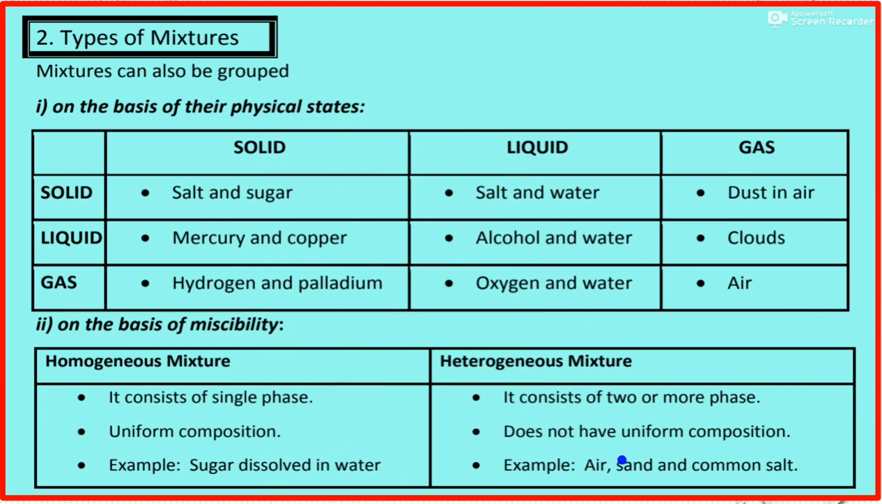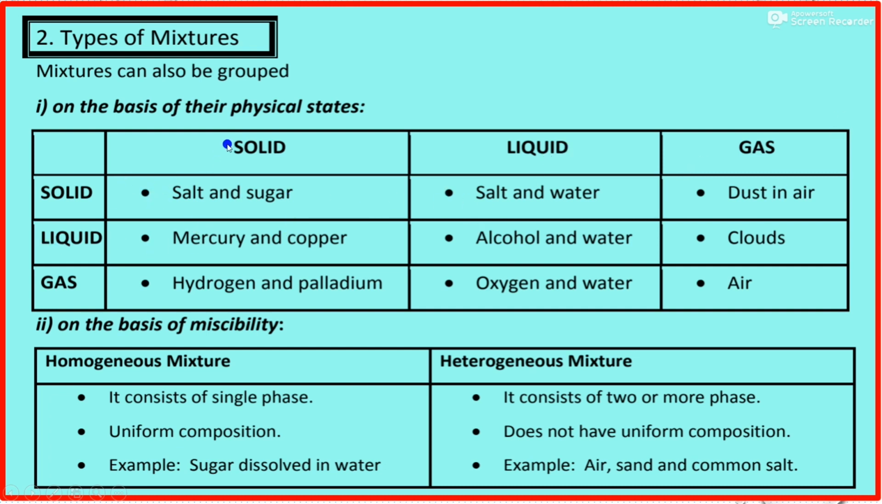Next, types of mixtures. Mixtures can also be grouped into different types on the basis of their physical states. It can be divided into solid, liquid and gas. For example, you see here solid-solid: salt and sugar, salt is solid, sugar is solid also. Solid-liquid: salt and water, salt is solid and water is liquid. Solid-gas: dust in air, dust is solid and air is gas.